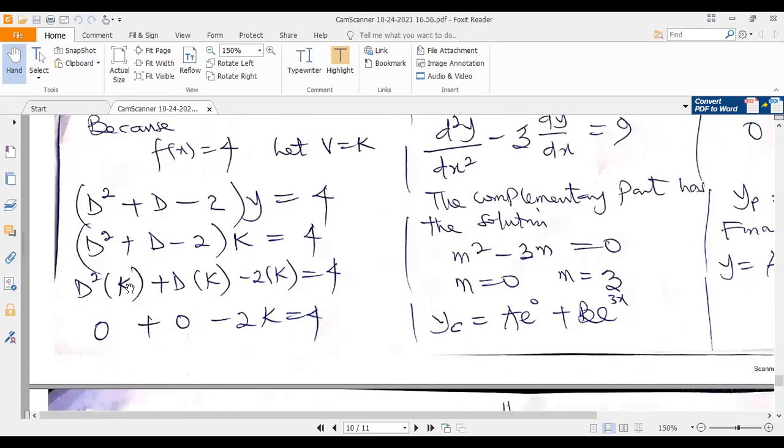Now, everybody take note of this. D here is the same thing as d over dx. Let me write it down so that you can see.